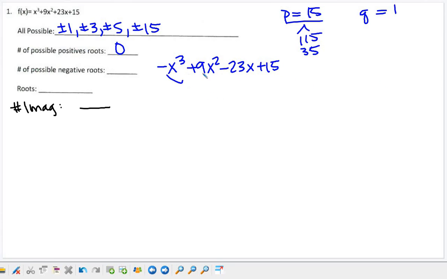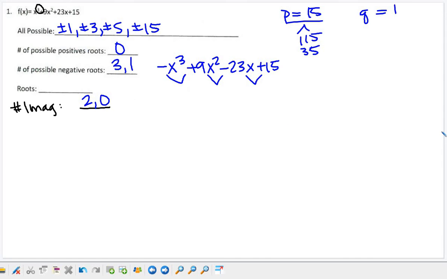So you have 1, 2, 3, or 1, because you subtract 2. So notice we have a maximum of 3 zeros. Now, this is a little different, because now I can't have 4 imaginaries. But remember, imaginaries have to come in sets of 2. So I could have 1 negative and 2 imaginaries, or I could have 3 negatives and 0 imaginaries. Okay?